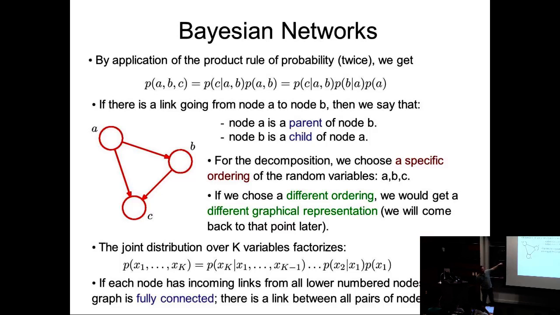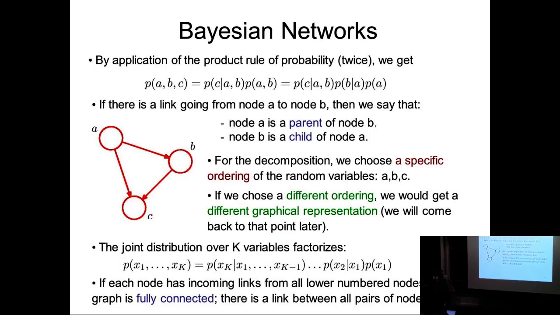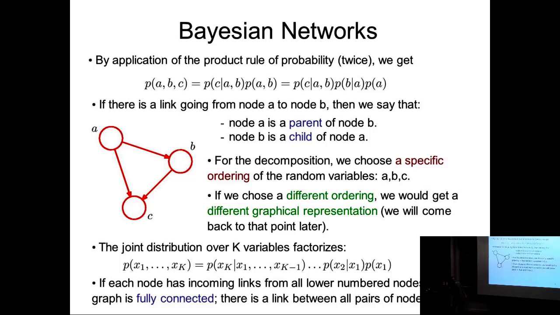Now, for the decomposition, we choose a specific ordering, right? This is a specific ordering that we've chosen. We first started with A, and then looked at the conditional probability of B given A, and the conditional probability of C given A and B. If we choose a different ordering, we would get a different graphical representation. We'll come to that point a little bit later in the class, but that's something to be aware of.